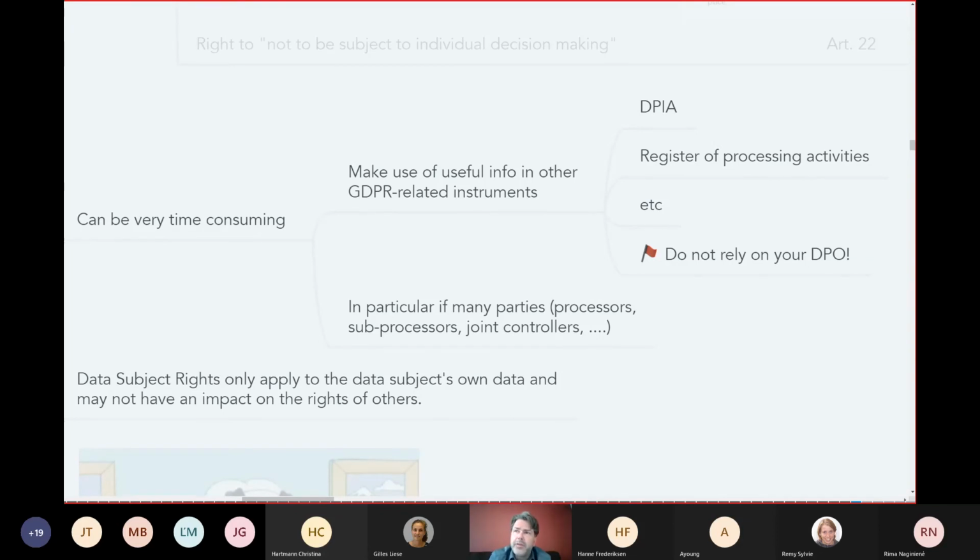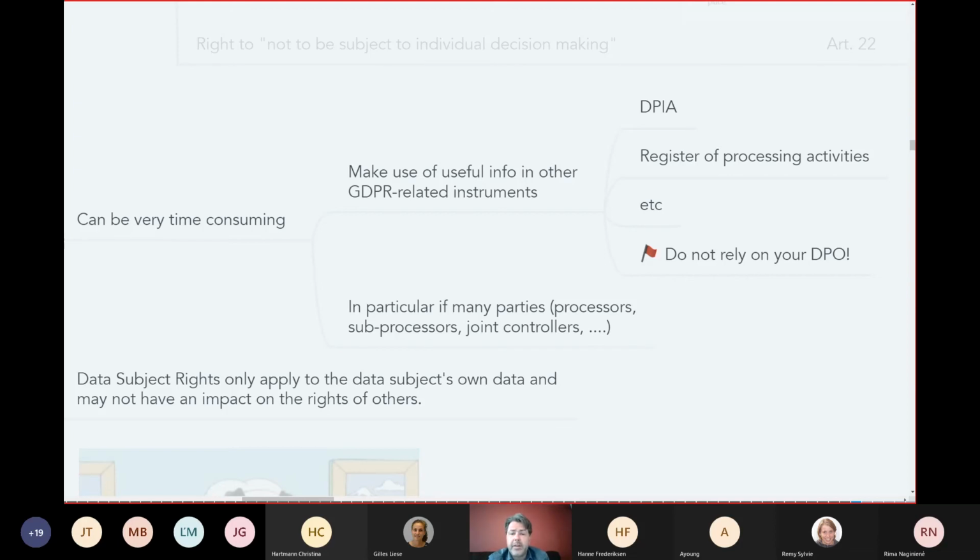Do not rely on your DPO alone. Your DPO will guide you, but your DPO does not know where your information resides and what your individual purposes are. Your DPO will tell you to take a look into your register of processing activities, or will guide you in terms of answering and communication with your data subjects. But content-wise, your DPO does not know what the exact processing activities are.